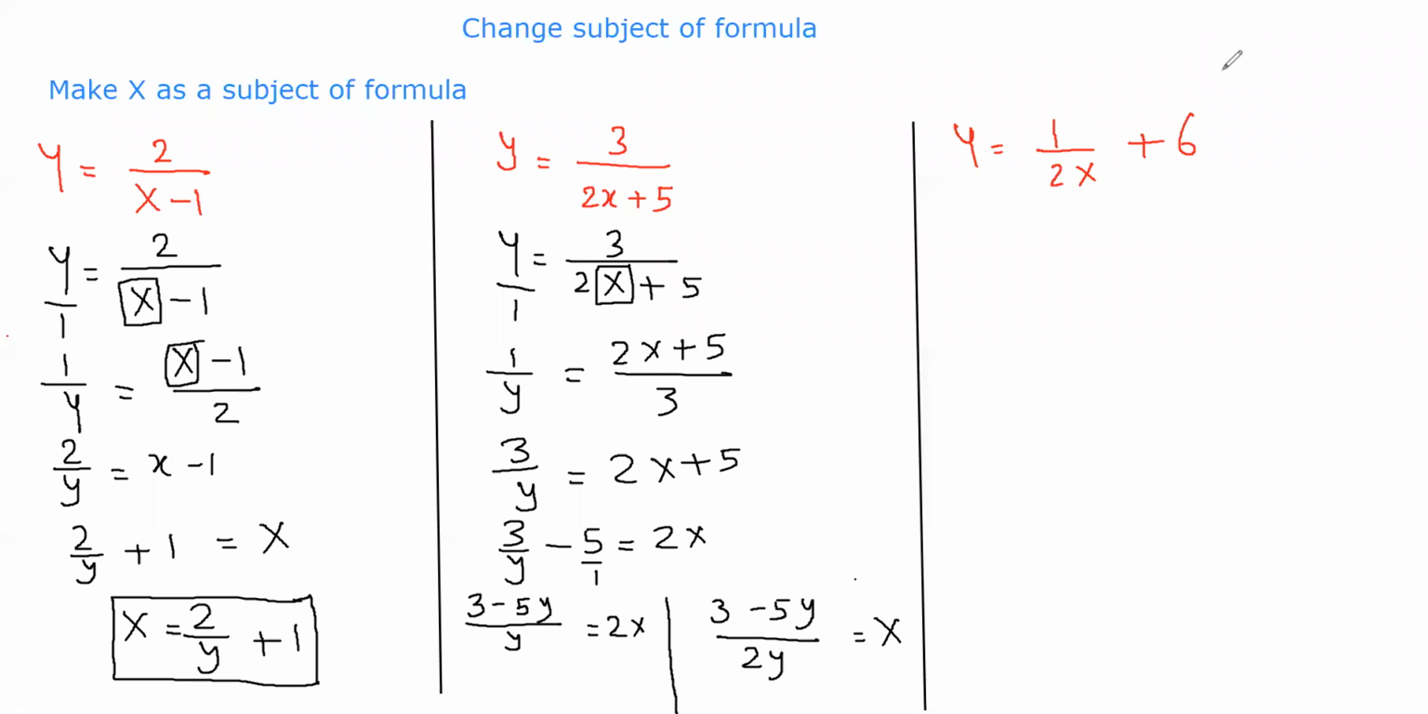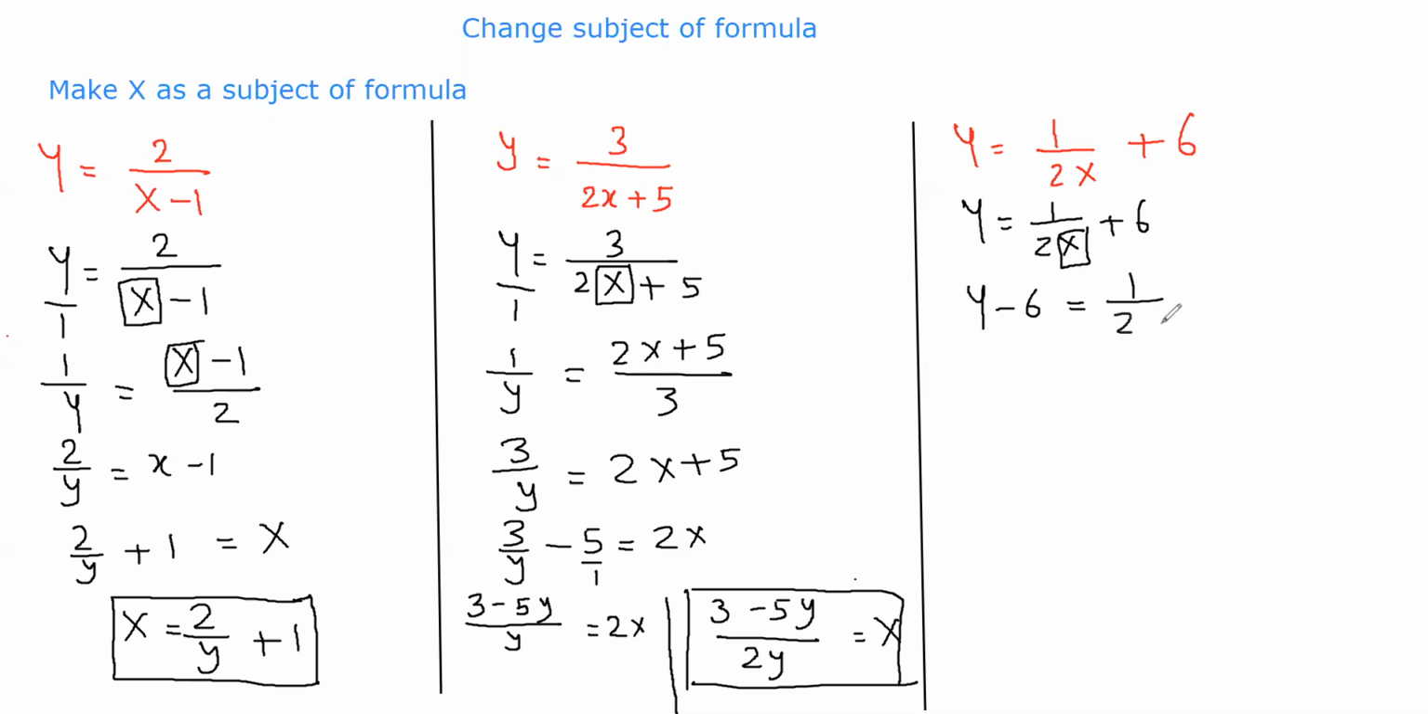Let's do the next question. Next question: y is equal to 1 over 2x plus 6. So we have to make x the subject of the formula. Can we write it? y is equal to 1 over 2x plus 6. So plus 6 will shift as negative 6 on the other side, which gives 1 over 2x.